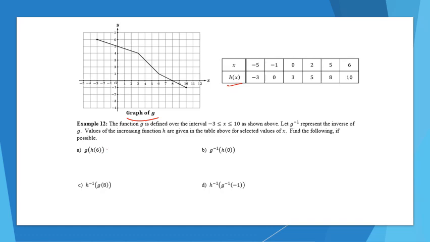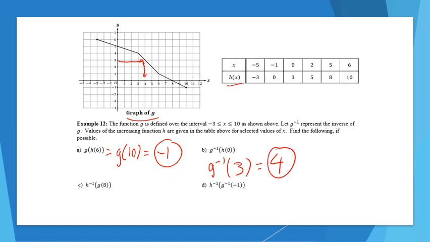The first one is just a composite function, g of h of 6. H of 6 from the table is just 10. And then g of 10 is looking at 10 as your x, and this should be negative 1 there. So a should be negative 1. The second one, g inverse of h of 0. This is going to be the g inverse of, and then h of 0 is just 3. Now because it's an inverse, we're looking at 3 as our y value. That correlates with this point that has an x value of 4. So 4 should be our answer there.